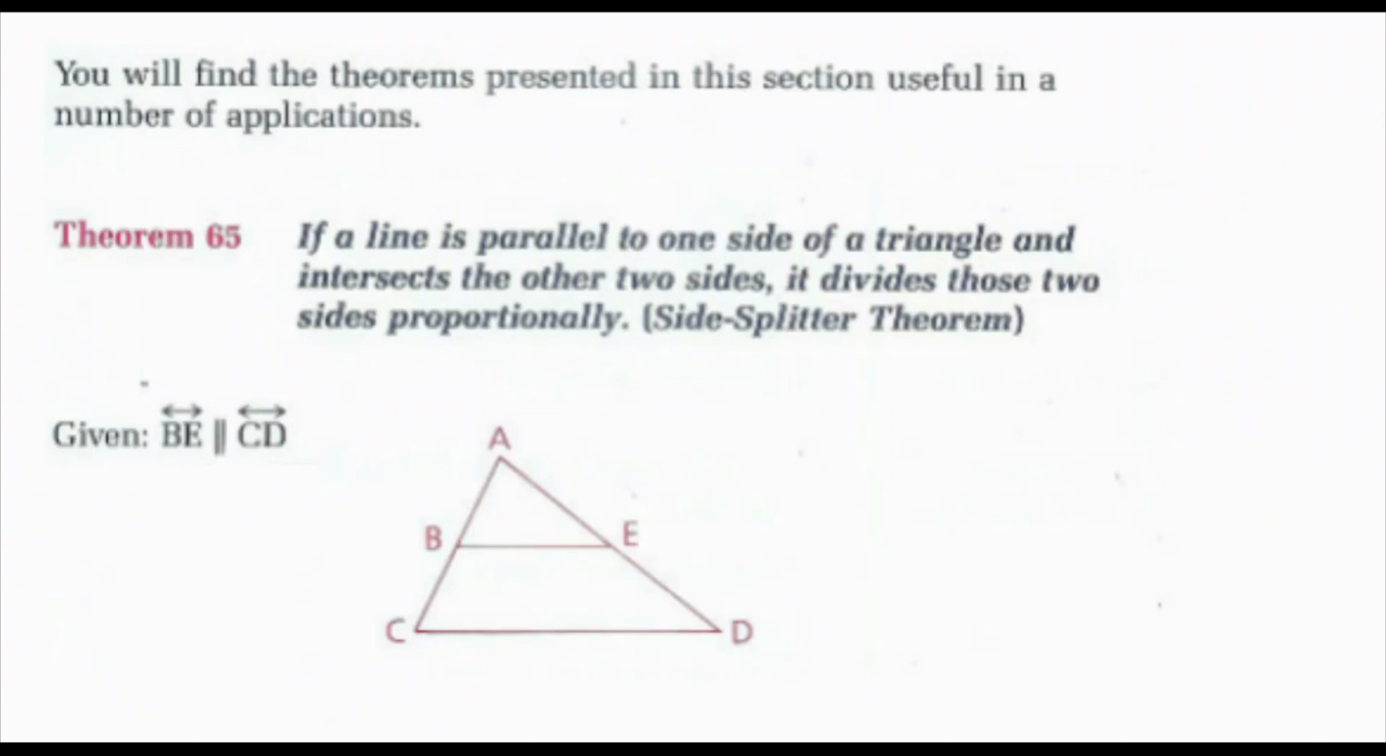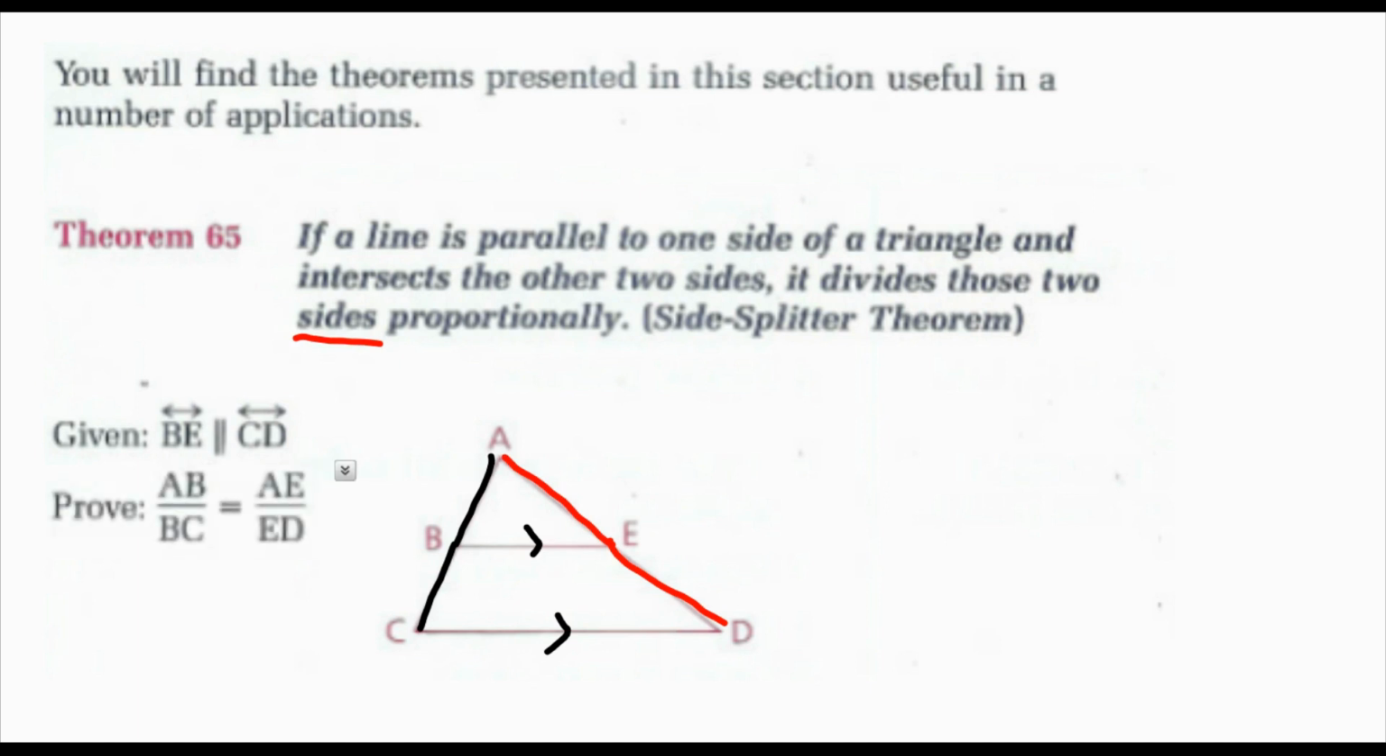So looking at our example, we're given that BE is parallel to CD. If BE is parallel to CD, then we can use our side splitter theorem to show that AB over BC would be equal to AE over ED, because here in our theorem it says it splits the sides proportionally, so I would keep the sides together. So looking at this, we'd have AB over BC is equal to AE over ED. Now I can prove this using similar triangles and substitution, but we won't show that proof.